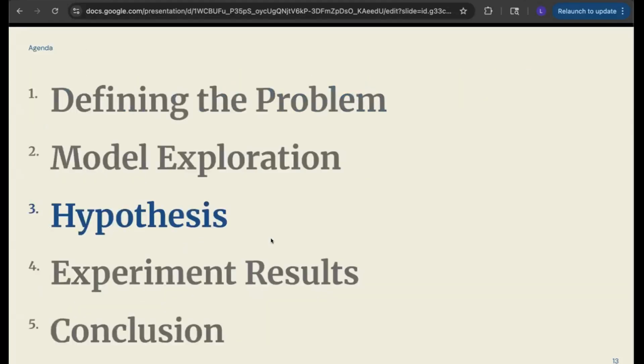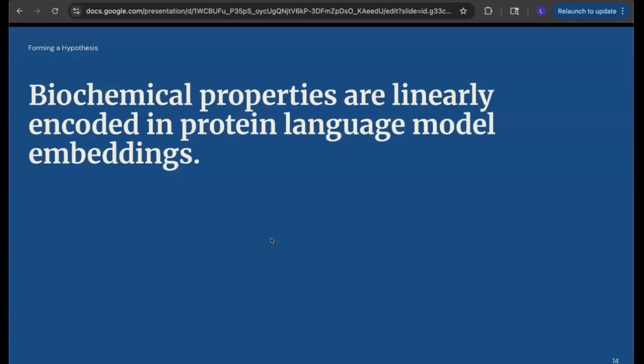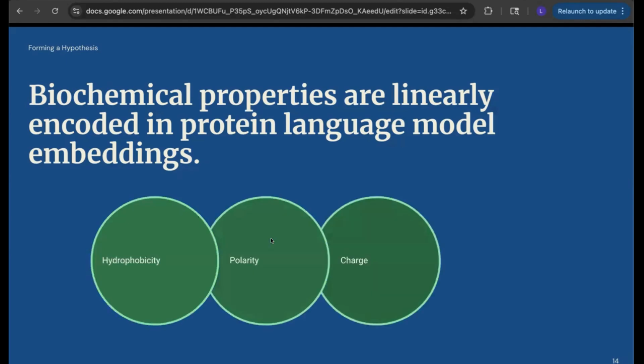So this, of course, led me to my hypothesis, which is that the reason for these differences in each model varies in the specific biochemical properties that are encoded in their embeddings. To explore this question, I looked at four common biochemical properties of amino acids that are all involved in determining a protein's secondary and tertiary structure, as well as many other functions in the body. These are hydrophobicity, polarity, charge, and molecular weight.